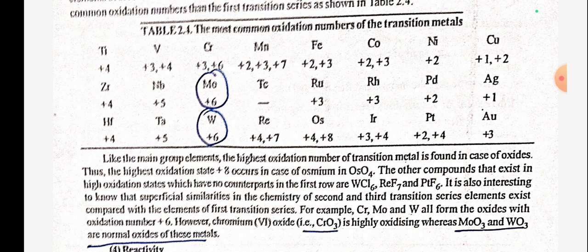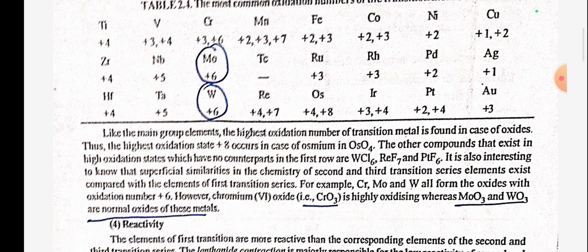For example, chromium, Mo and W all form oxides of oxidation number 6. However, chromium oxide CrO3 is highly oxidizing, whereas MoO3 and WO3 are normal oxides of these metals.